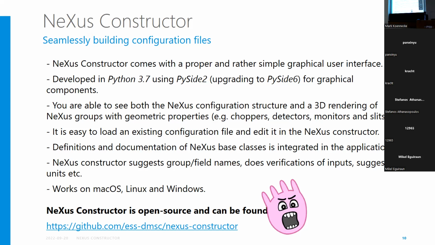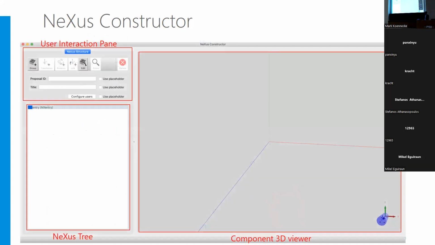It's really easy to load an existing configuration as long as you comply with what's reasonable for Nexus structure. And the definitions and documentation of the Nexus base classes that's retrievable from this web page for the Nexus standard is also integrated into the tool, so you have access to that directly. And the Nexus Constructor in itself will do some sanity checks of the input you provide: data types, units, what kind of field name you're using in each group, and so on. And it works on Mac, Linux, and Windows, and it can be found in this GitHub link that's also provided in the presentation.